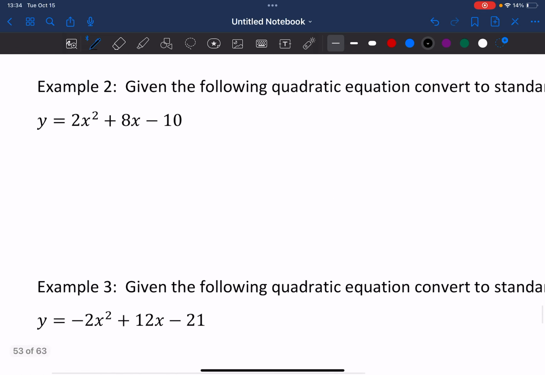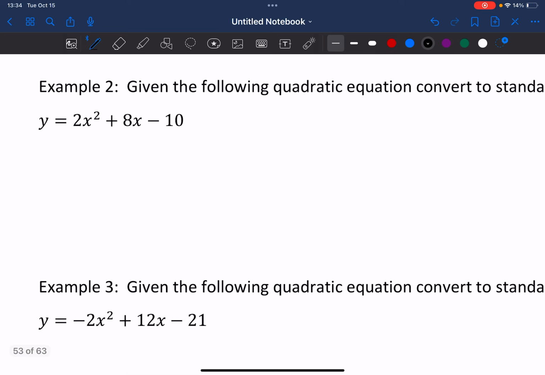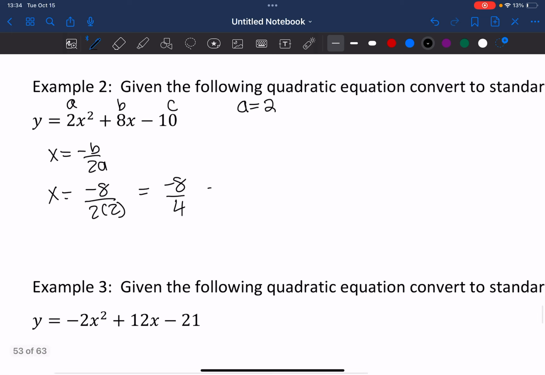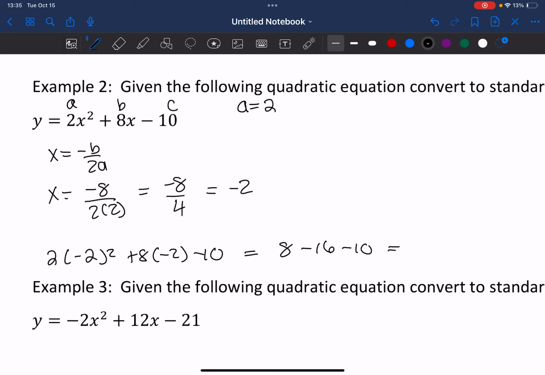Okay, so looking at our example here, we identify our a value, so a is equal to 2. Then I have x is equal to negative b over 2a, so this is a, b, and c. So I have x is equal to negative 8 over 2 times 2, which gives me negative 8 over 4, which gives me negative 2. I then plug in negative 2 for x, so 2 times negative 2 squared plus 8 times negative 2 minus 10. This gives me 2 times 4, which is 8, minus 16 minus 10.